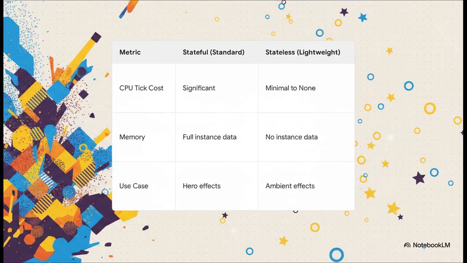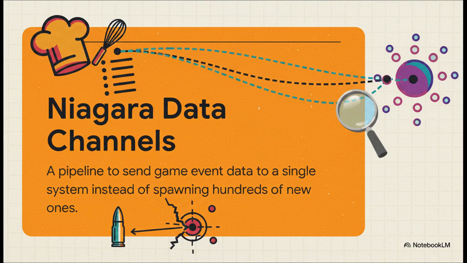It's incredibly light on memory, and while it's a bit simpler, the performance you gain is massive. The takeaway is simple. Use the big, stateful emitters for your unique hero effects, and then use these lightweight, stateless ones for all the thousands of ambient details that make a world feel alive.